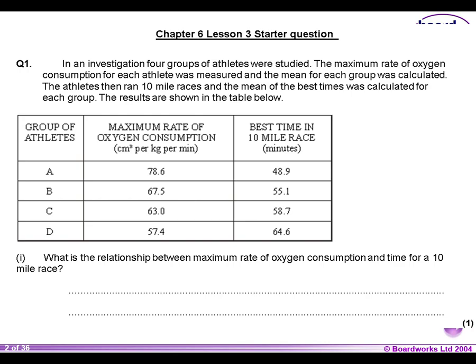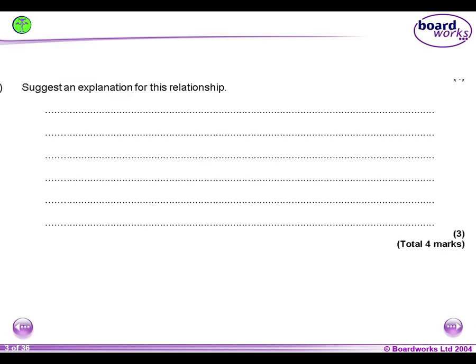So I suggest you pause the video, write down an answer, and then we will carry on and look at the second part. The first part was quite easy. The second part is slightly more complicated. It's worth 3 marks. Can we suggest an explanation for this relationship? Again, I suggest you pause the video, write down your answer, and then we will check the answers after you have written something down.